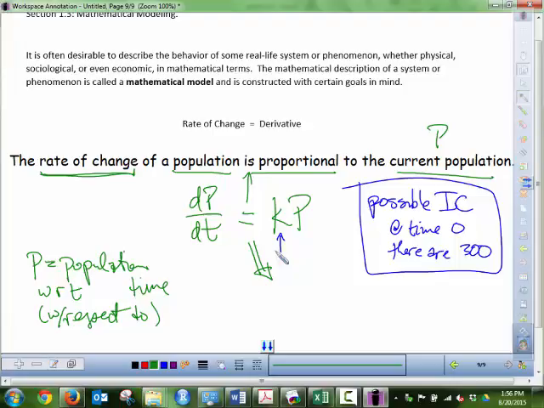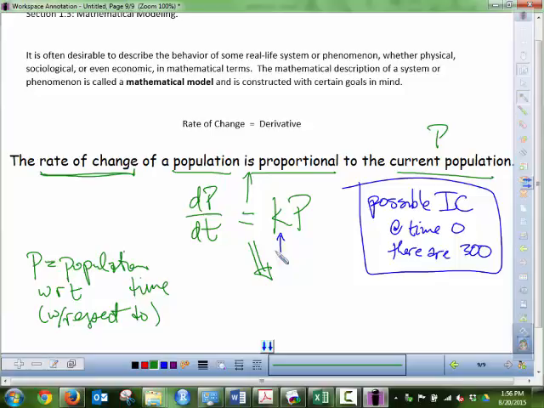And the first kind of technique that we're going to learn in this class in terms of solving for this, we haven't solved the differential equation yet. But the first technique that we're going to learn is called a separable differential equation. And the separable differential equation is when you're able to separate the dependent variables from the independent variables. Okay?